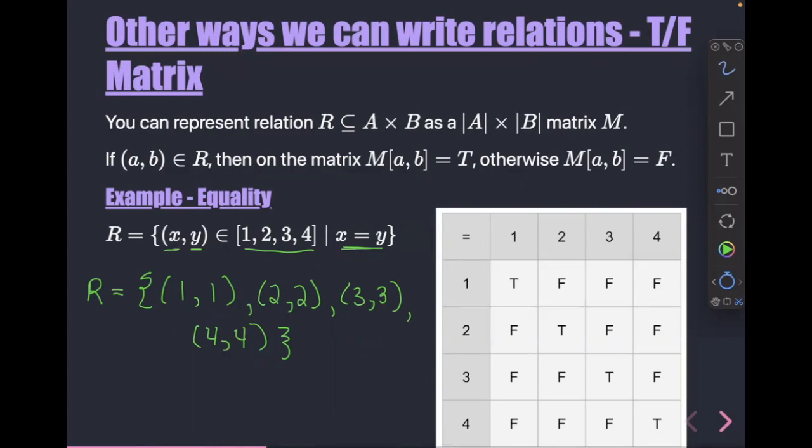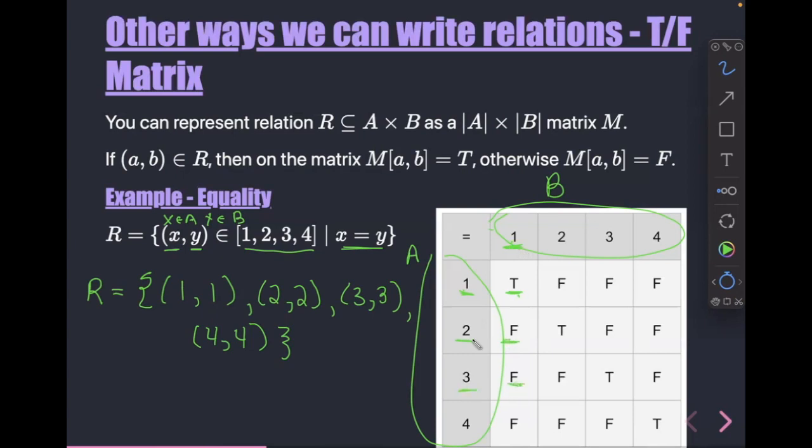So in my true-false matrix, if I wanted to show, again, that X is in this A and Y is in this B, and so this is A and this is B, then for each element, what you do is if that value for X and that value for Y are in that relation, then you put a true. So 1, 1 is in my relation, so I put true. 2, 1 is not in my relation, so I put false. 3, 1 is not in my relation, so I put false, and so on.